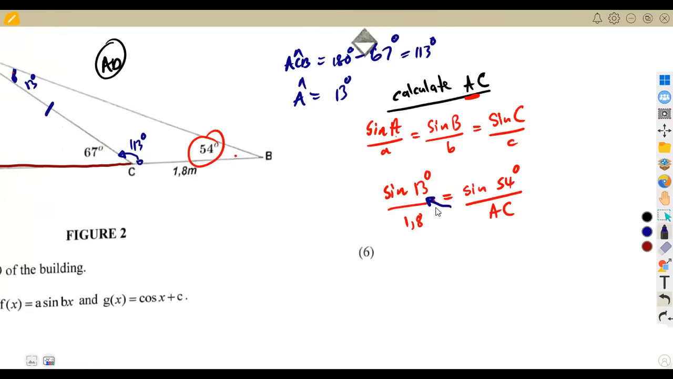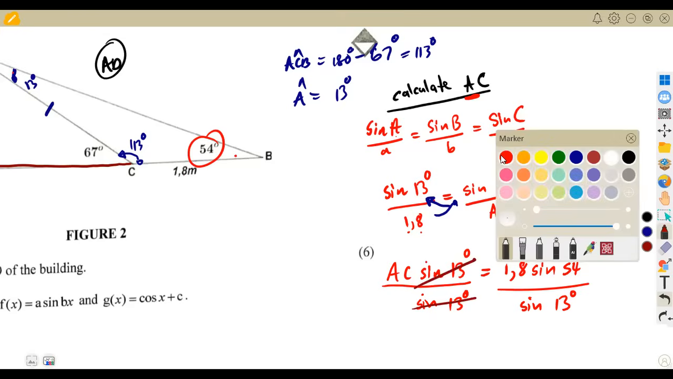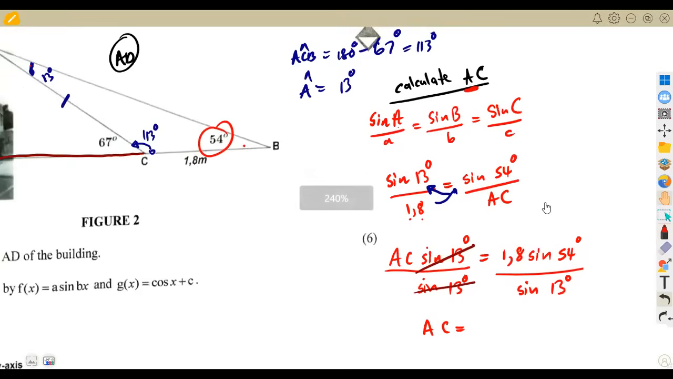So to find AC, let us cross multiply. AC times sine 13 degrees is equal to 1.8 times the sine of 54 degrees. To find AC, we divide both sides by the sine of 13 degrees, so that is going to cancel. We remain with the length of AC. So let us see from our calculator what we are going to have for AC as a fraction.